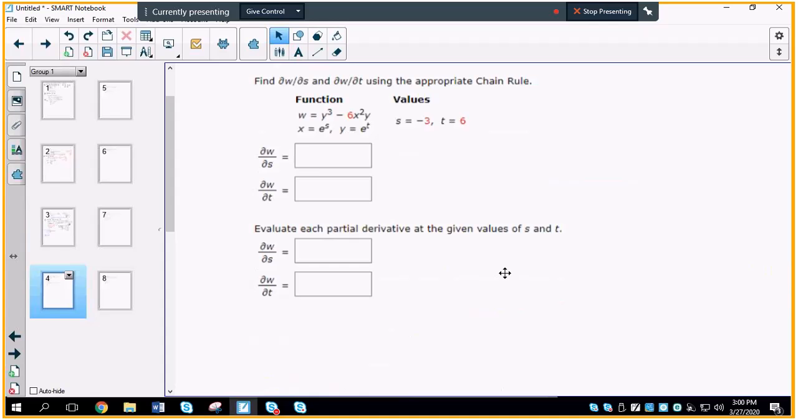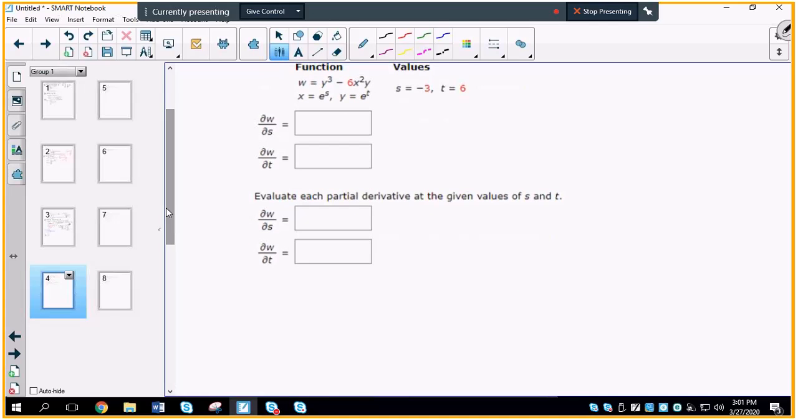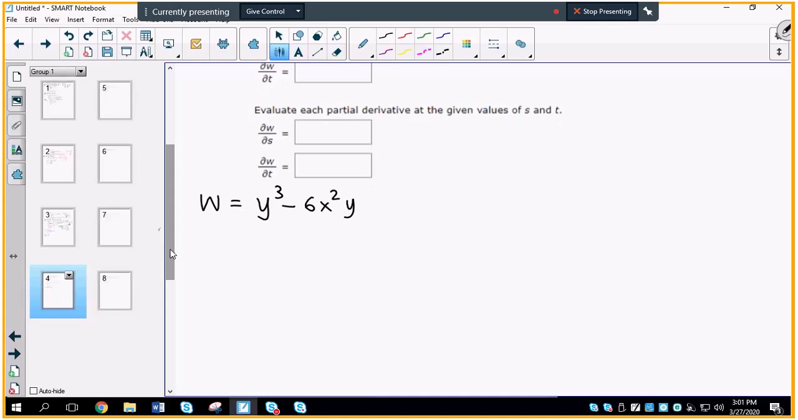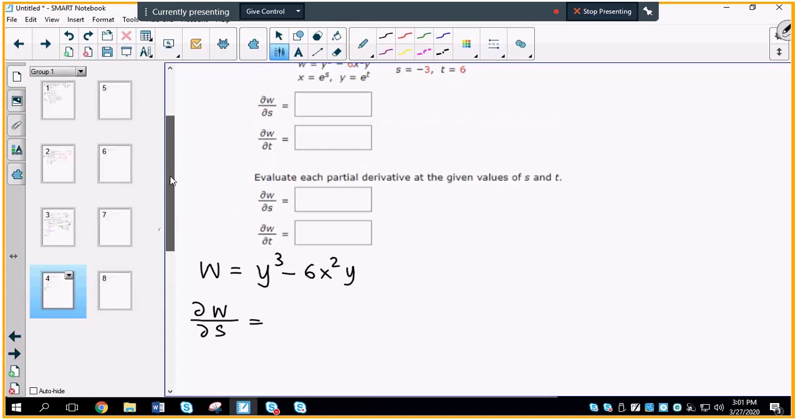These problems are, I would say, relatively easier, because what you will do, you will first go ahead and write w. For example, w in this problem is y to the power 3 minus 6x squared y. Now I will do what? When I'm finding del w del s, I will remind myself that in order to know the partial derivative of w with respect to s, I'm going to take the derivative of y cubed and x squared y with respect to s as well.